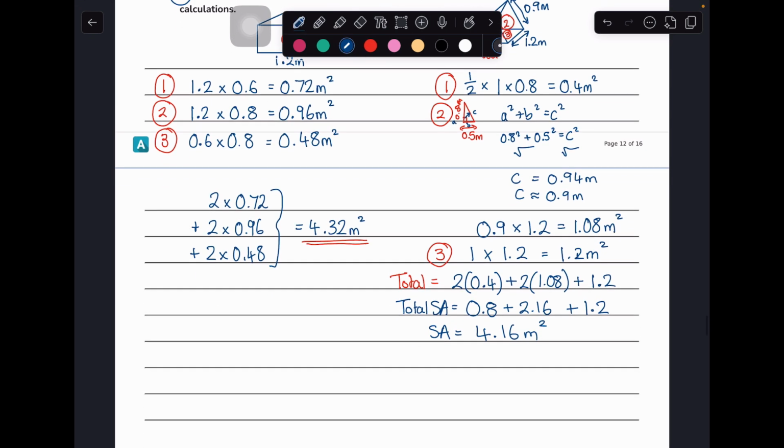So now for part B, where it asks which enclosure has the larger surface area. Here I can compare the first with the second, and I find that enclosure A is greater than enclosure B, because 4.32 meters squared is greater than 4.16 meters squared. And that's all you need to say for that question.